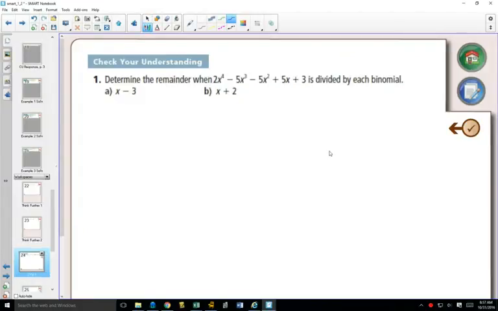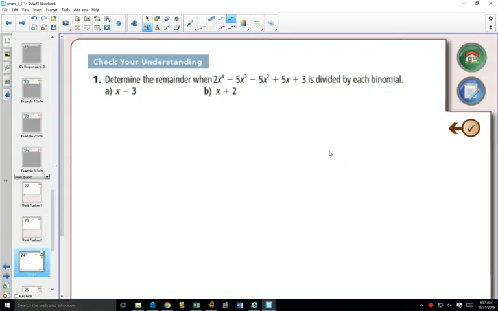So now that we've learned the remainder theorem, we can use it if we want to find a remainder when something is divided by a certain binomial, as in this case. Now, we could also find our remainder using the techniques that we learned on Friday. So we could use long division and find the remainder, or we could use synthetic division and find the remainder.